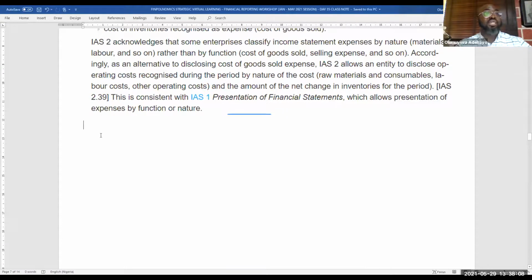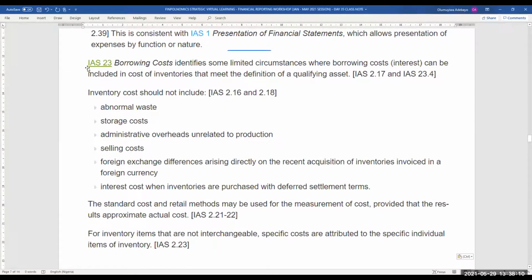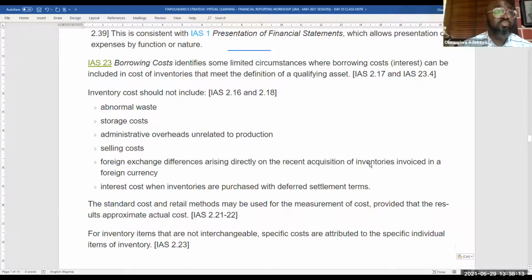Okay, in addition to that, I want you to read this. And that is borrowing cost. And why, to some degree, borrowing cost may not be taken as part of cost of inventory, and to some extent, it could be taken. But we'll discuss that extensively when we get to IAS 23. But before then, kindly look at it and also reiterate for the last time some element of cost that will not be included as cost of inventory. Okay, over to you.